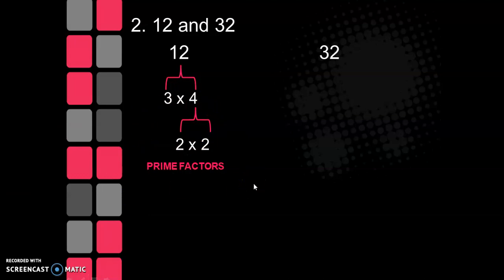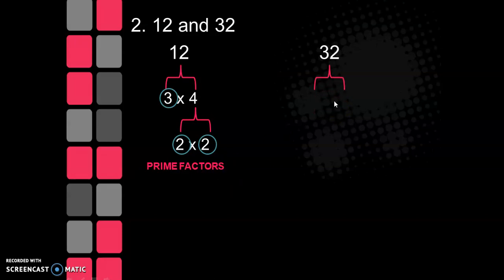Let's proceed to 32. By the way, the 3 and the two 2s have circles, as you can see. They are emphasized because they are the prime factors, except 4, which is not a prime factor. So the 3 and the two 2s are the prime factors. Let's proceed to 32.